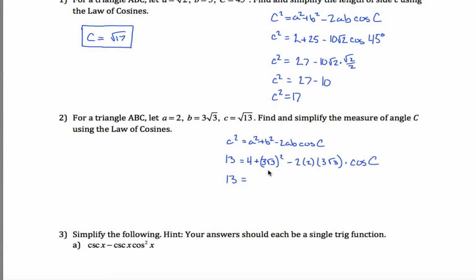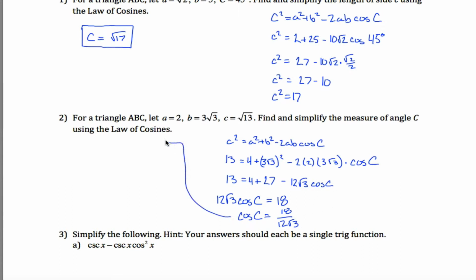So let's see if I can clean some stuff up. 3 root 3 squared is 3 squared times root 3 squared. But 3 squared is 9, and root 3 squared is 3, and 9 times 3 is 27. And then here, 2 times 2 is 4, and 4 times 3 is 12. So I get 12 root 3 cosine of C. And so now maybe I'll add the 12 root 3 cosine C over here. And then over here I got 31. But when I take away 13, I'll have 18 left over. So I got that the cosine of C is equal to 18 divided by 12 root 3.